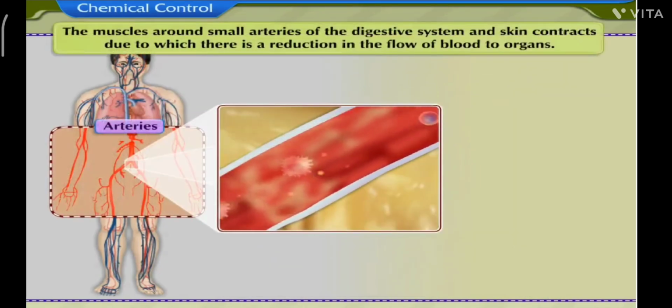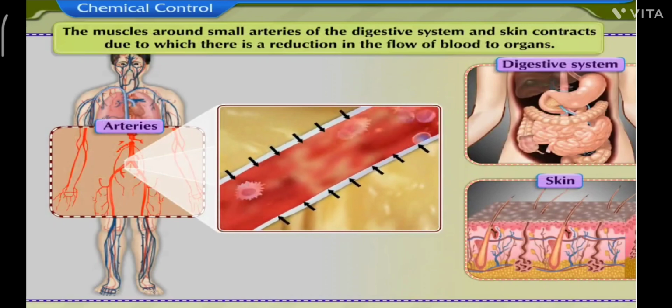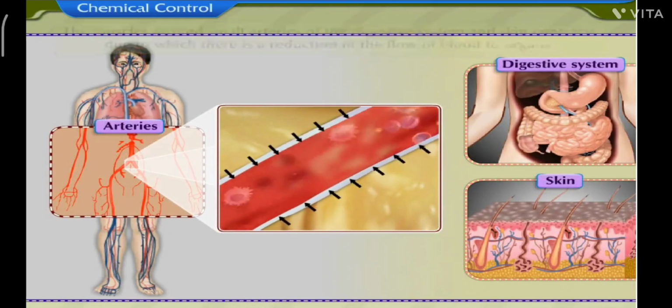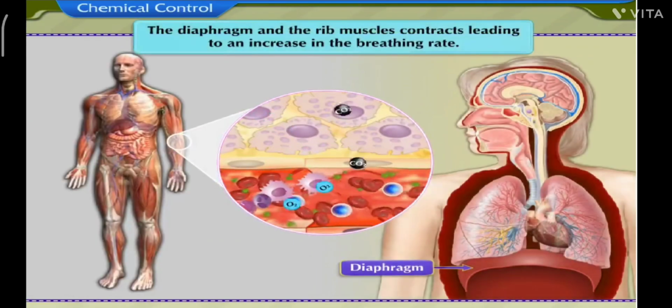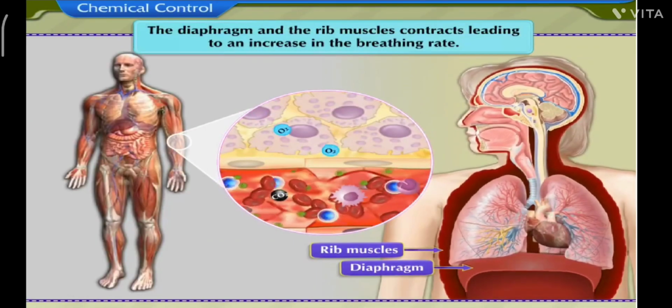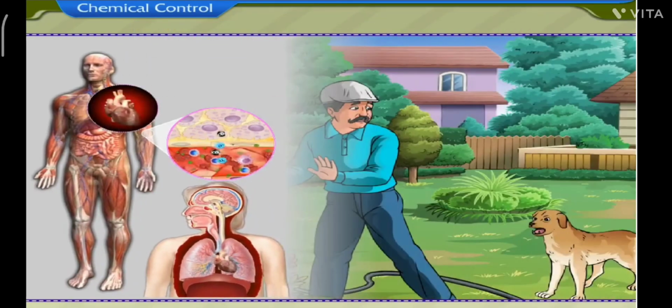The muscles around small arteries of the digestive system and skin contract, due to which there is a reduction in the flow of blood to these organs. It leads to the diversion of more blood to the skeletal muscles. The diaphragm and the rib muscles contract, leading to an increase in the breathing rate. All these reactions enable the body to face an emergency situation.